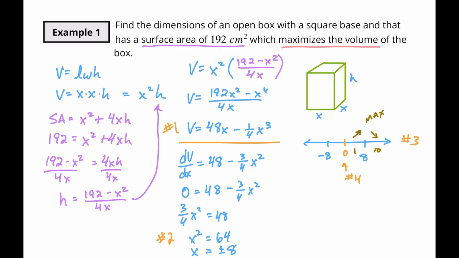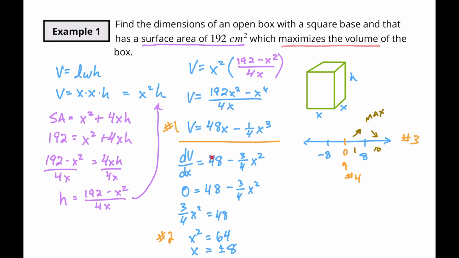So now all we need to do is take this value of 8, which seems to be our maximum value, and put it back into our equation so we can find the dimensions of this box. Now before we go on to step number 5, if I wanted to check this with the second derivative, if I wanted to use my second derivative test, that might actually be easier than some of the substitutions I did right here. Let's look at what happens if I take the second derivative.